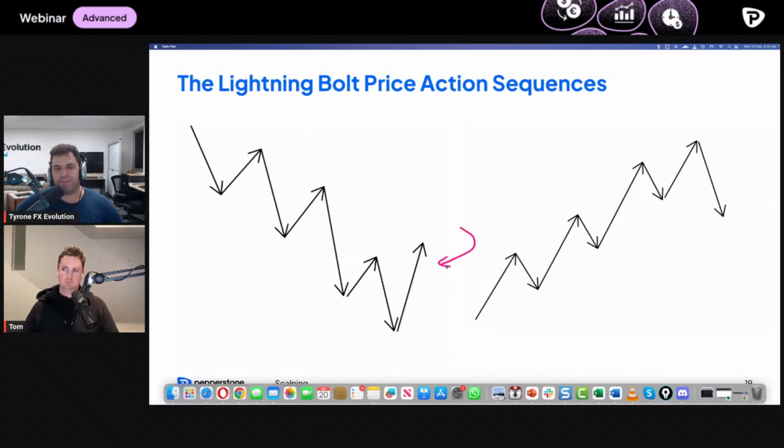That's what really makes the lightning bolt what it is, because the lightning bolt on the way down, obviously, is a series of lower highs and lower lows. And on the way up, it's a series of higher highs and higher lows. But this is the first time that the market actually changes direction and the momentum shifts. So it's really, really important to identify that, not only for entering positions, but also potentially taking profits off the table.